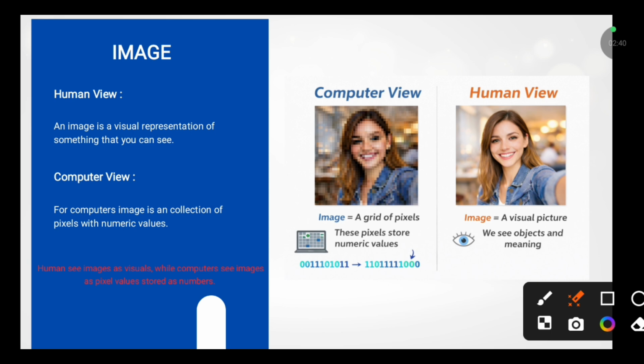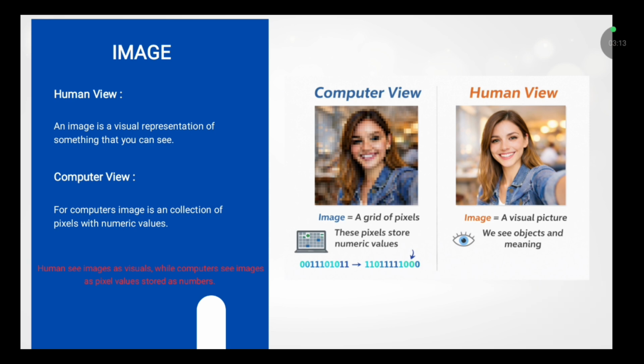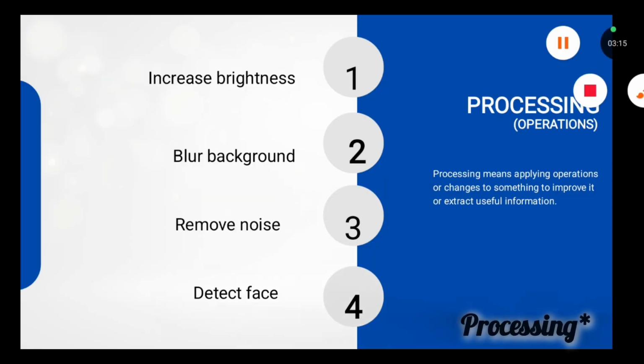So I hope you now get to know that for us humans, an image is a visual representation of something, but for a computer an image is a collection of pixels, and the computer understands the image through pixel numbers or pixel values. Both have the same meaning. So now we know what an image is, right? Now let's see image processing.